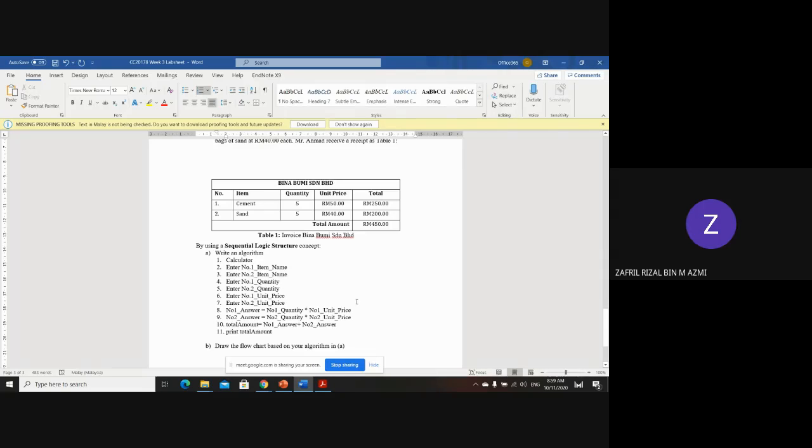For something like an invoice, the invoice should be in detail. So what should be printed? Everything. Number one item name, number two item name, number one quantity, number two quantity, everything, including the total amount. Everything should be printed. Okay? Okay, sir.